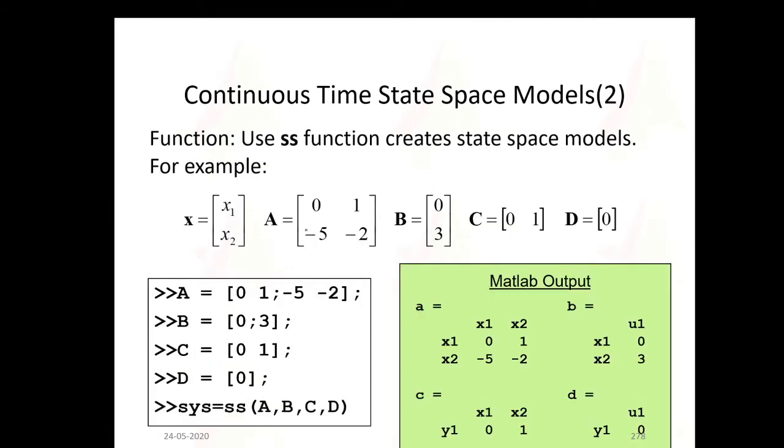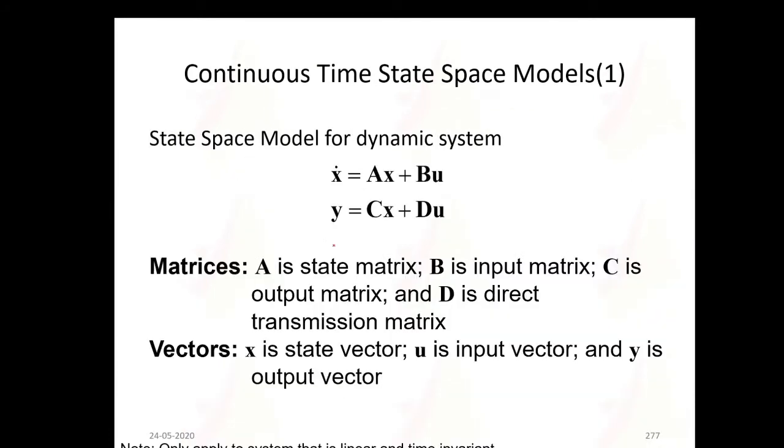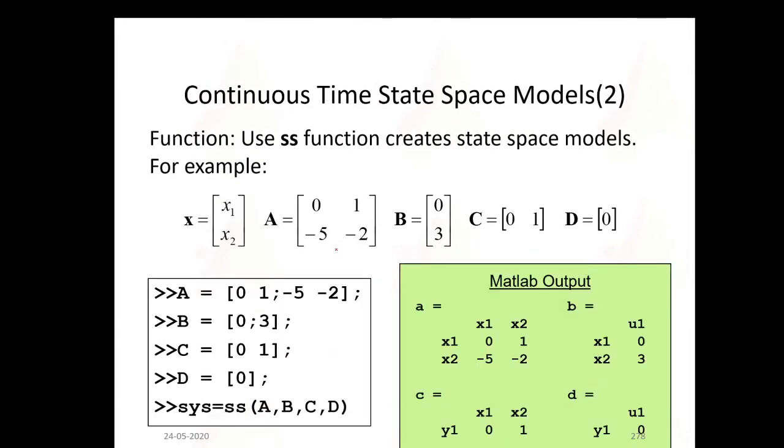Okay, so now you can see, just like tf and zpk, I am going to use ss. The ss function creates the state space model. So you give A, B, C, D.